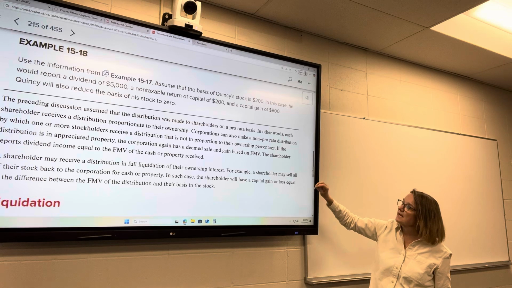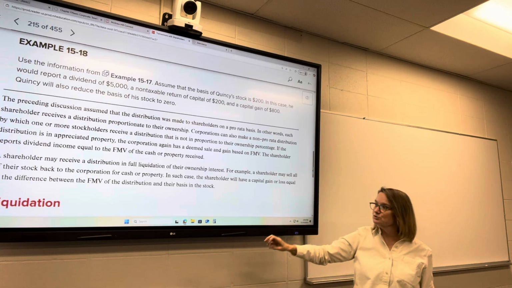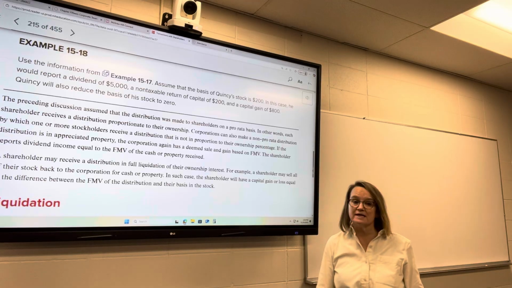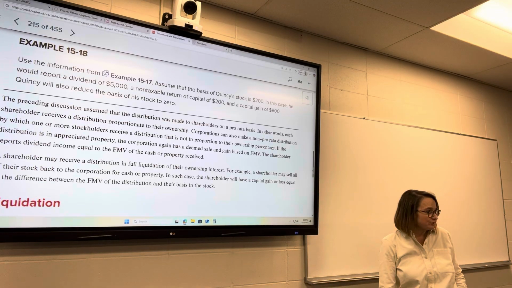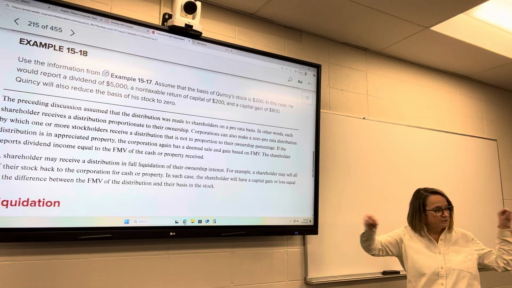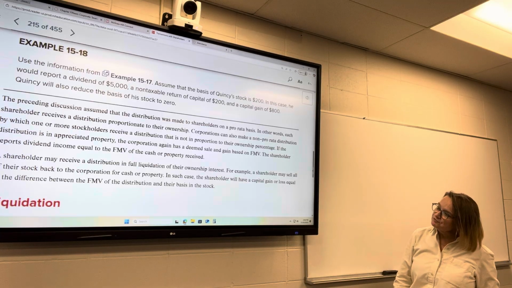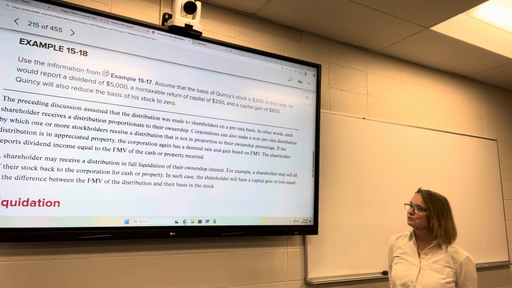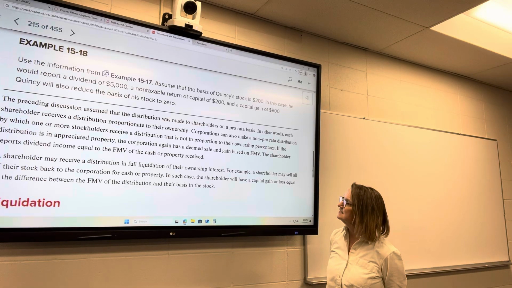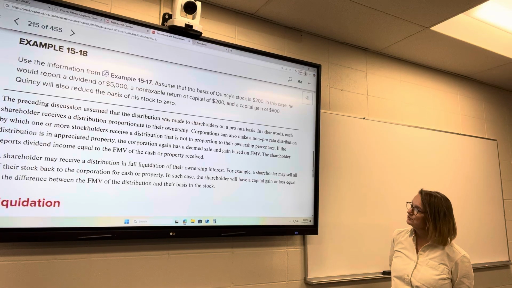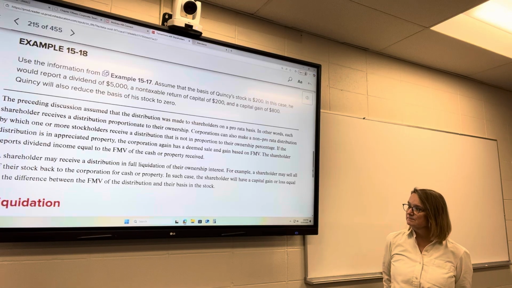Corporations can make a non-pro rata distribution, by which one or more stockholders receive a distribution that is not in proportion to their ownership percentage. So they can pick and choose different shareholders to give preferential treatment to. If the distribution is an appreciated property, the corporation has a deemed sale and a gain based on fair market value. The shareholder reports dividend income equal to the fair market value of the cash or the property received.